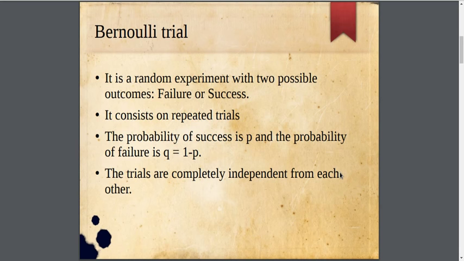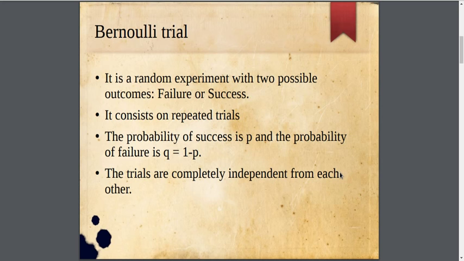That means that, for example, let's say that you toss a coin. When you toss a coin, there are only two possible results: a head or a tail. Only those outcomes. There are no more possible results. That's the classic example for the Bernoulli trial. It also consists of repeated trials.